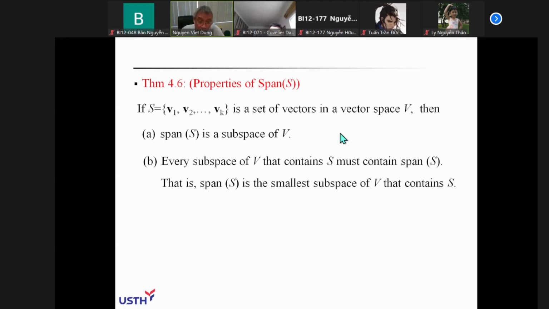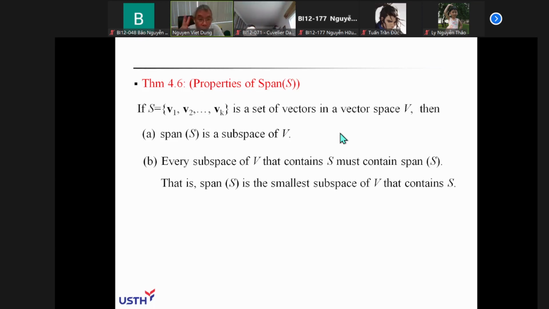Ở đoạn trước chúng ta đã định nghĩa cái tập hợp sinh bởi S, ký hiệu bởi span S. Ở đây tính chất đầu tiên nói rằng cái span S đấy là một không gian con của V. Nó là một subspace của V. Cái tính chất thứ hai nói rằng nó là cái không gian con nhỏ nhất của V mà chứa S. Có nghĩa là nếu các bạn lấy bất kỳ một không gian con nào khác của V mà chứa tập S thì cái không gian con đó cũng phải chứa luôn cả cái span S.